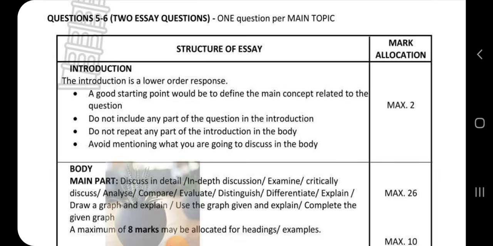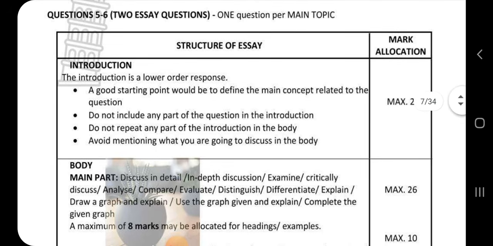Hey guys, this is not a speech. It's an essay, it's not a speech. So you would not say, "In today's topic, I'm going to be talking about circular flow, I'm going to be talking about elasticity, I'm going to be talking about markets." You do not do that. This is not a speech, it's an essay.